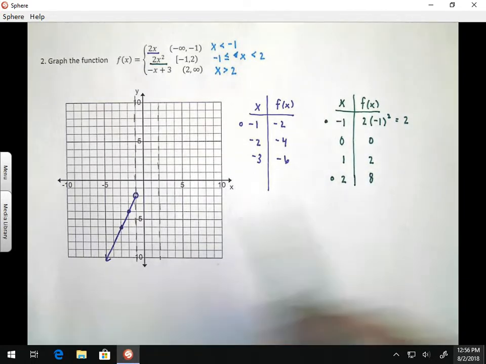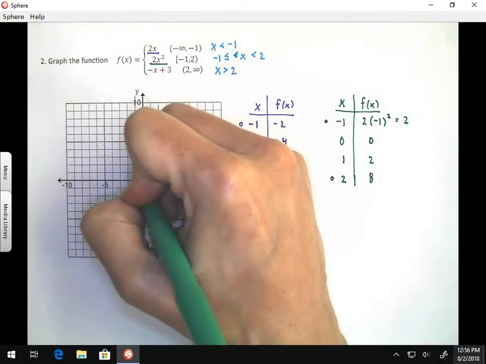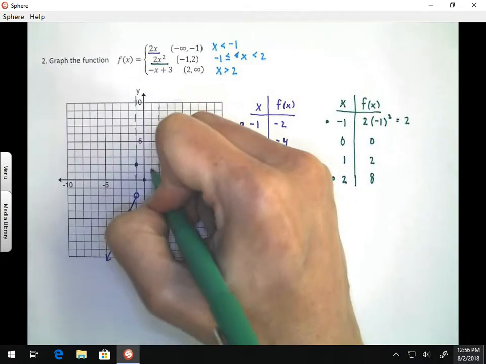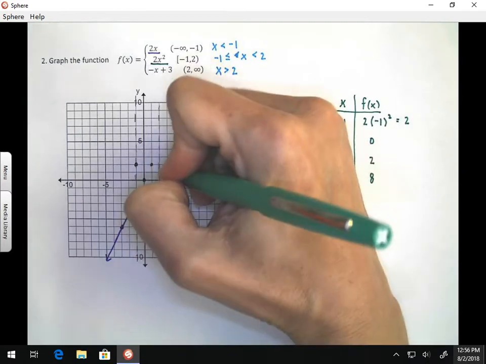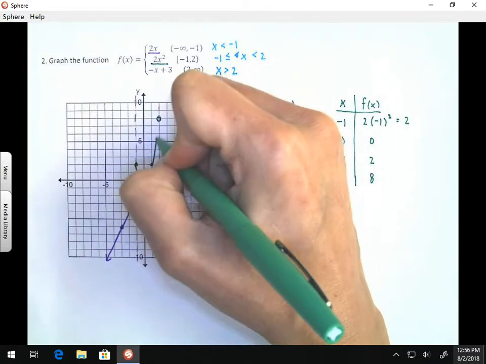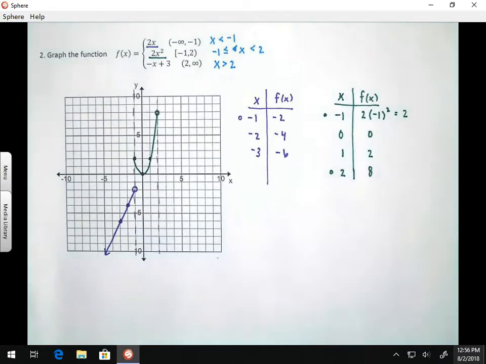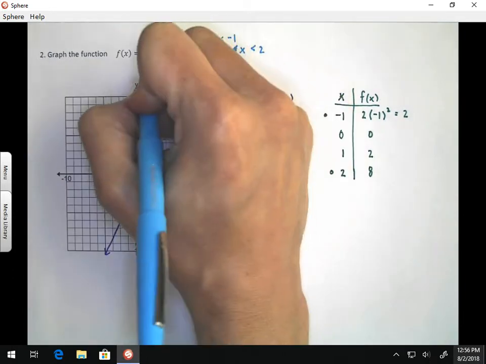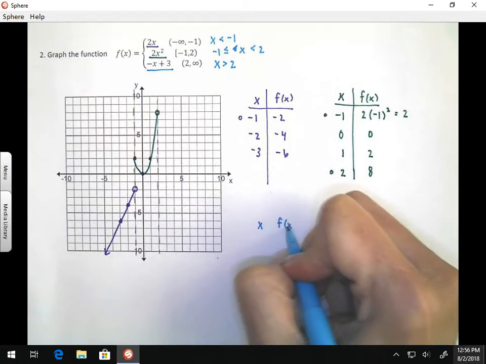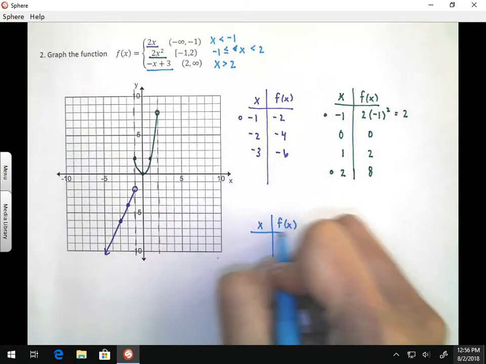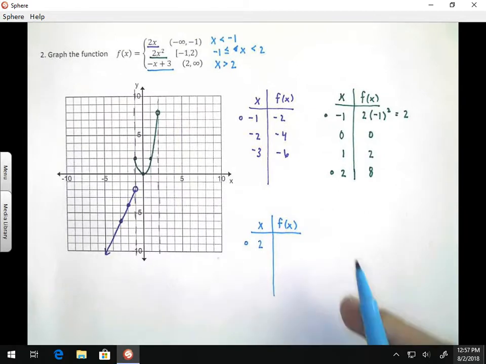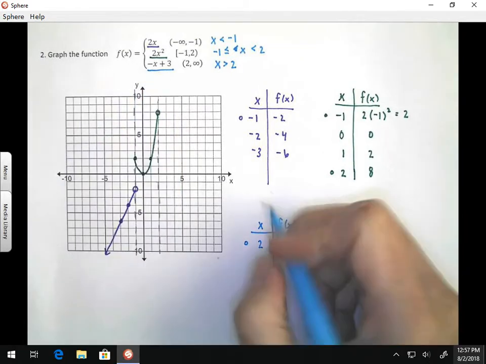So I'm going to go ahead and graph that. -1, I have a positive 2, and we said that was going to be closed. 0, 0. My next one is 1, 2, and 2, 8 is going to be open. So sketch that in. There's my parabola. And then lastly, I have another linear piece with a negative slope. And this is going to start at 2, but again, that's going to be open there. So if I plug in 2, I have the opposite of 2 plus 3 gives me 1.